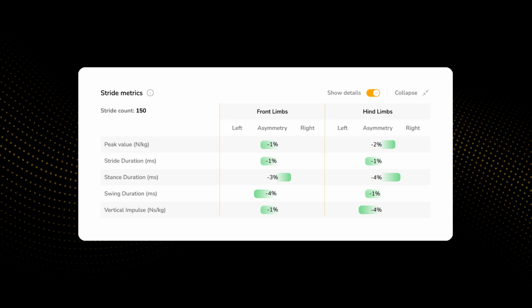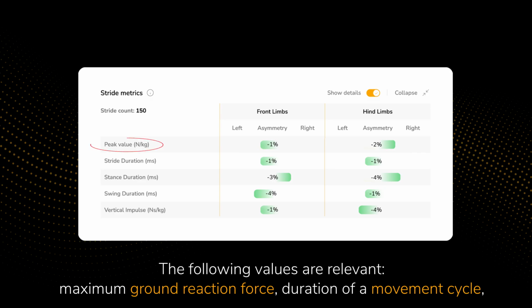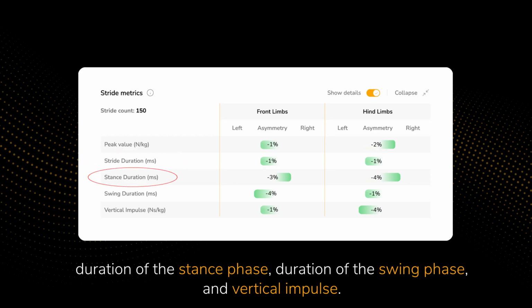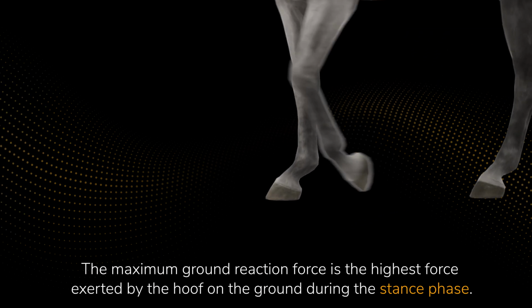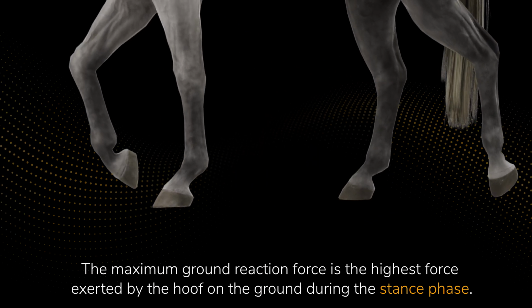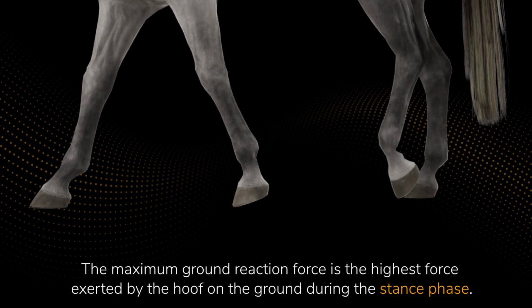The following values are relevant: maximum ground reaction force, duration of a movement cycle, duration of the stance phase, duration of the swing phase, and vertical impulse. The maximum ground reaction force is the highest force exerted by the hoof on the ground during the stance phase.